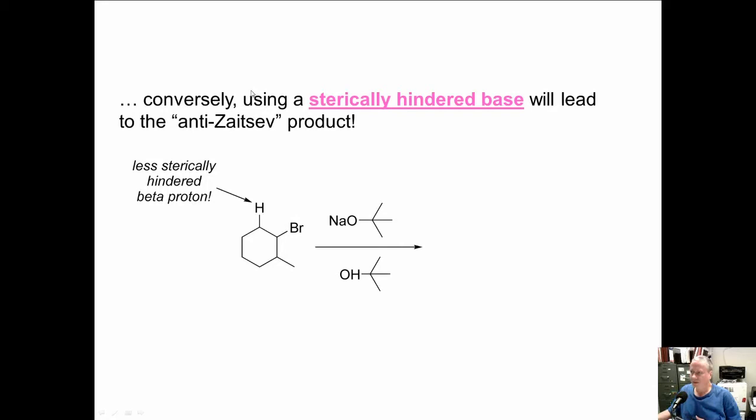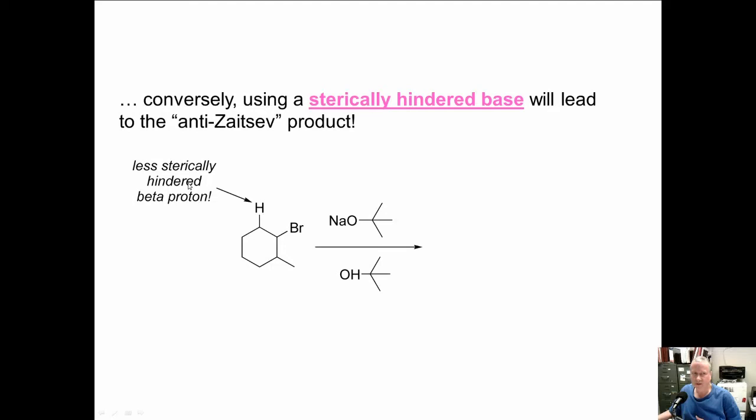Now, conversely, if we use a sterically hindered base, it actually leads to the anti-Zaitsev, which is a little weird. Why would it do that? So a huge base, huge tert-butoxide, right? It has trouble sneaking in and grabbing that proton because it's kind of a hindered environment. So it doesn't want to grab this proton to make the happy Zaitsev product. It's going to go for the less sterically hindered proton.